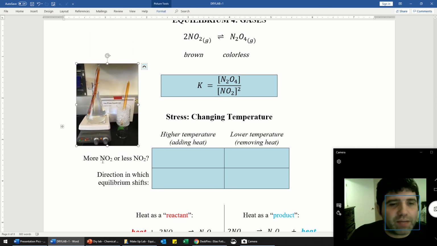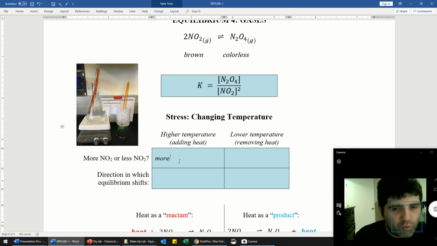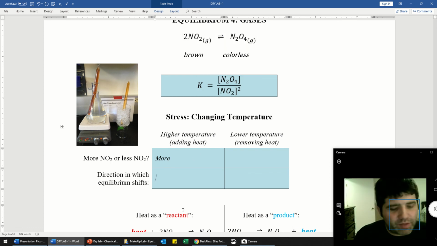When you have higher temperature, do we have more NO2 or less NO2? The higher temperature is more brown. The brown colored gas is NO2, so we have more of it. And if we have more NO2, that's telling us that when you heat it, the equilibrium moves in a direction that makes more of it. So it shifts backwards to the reactant side. The direction in which equilibrium shifts is reverse, or another way to say that is to the left.